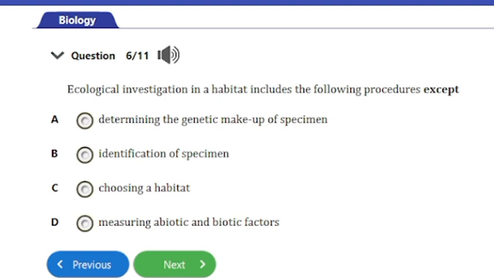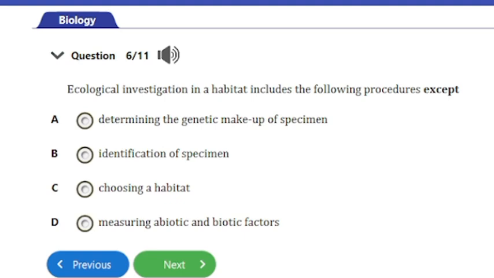Question number 6 here. It says, ecological investigation of a habitat includes the following except A. Determining the genetic makeup of specimen, B. Identification of specimen, C. Choosing a habitat, and D. Measuring abiotic and biotic factors. So guys, the answer to this question is option A, and that's determining the genetic makeup of the specimen.